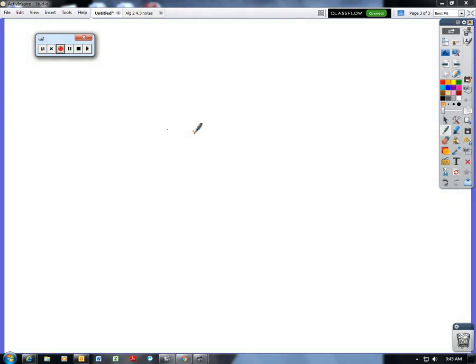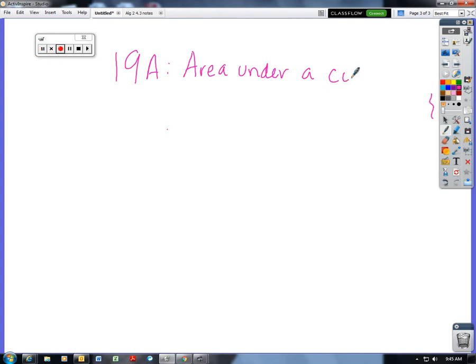This lesson is 19A. This chapter is on applications of integration, and there are only 4 sections. This first one is the area under a curve. Seems to me like we've already talked about this in chapter 18.